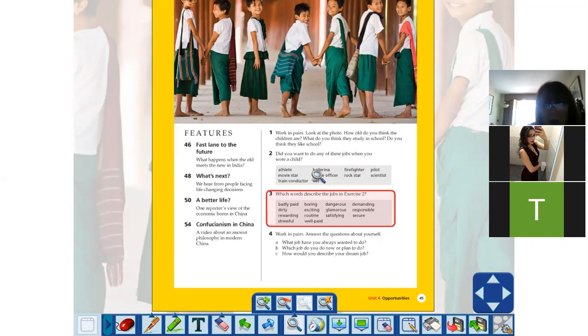Most of these jobs we know. Ballerina, ballerina. Ballerina is the female ballet dancer. Police officer, we know all of these, right? Now, number 3 says, which words describe the jobs in exercise 2? Which of these jobs do you think describe, I mean, which words describe the jobs in exercise 2?